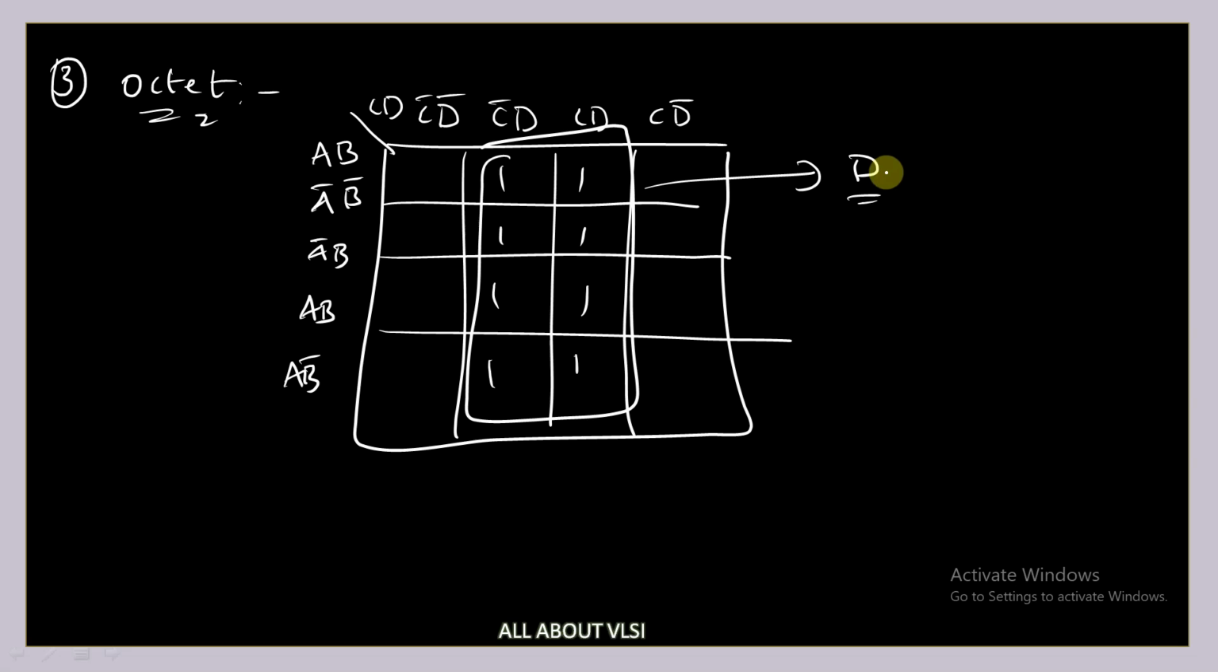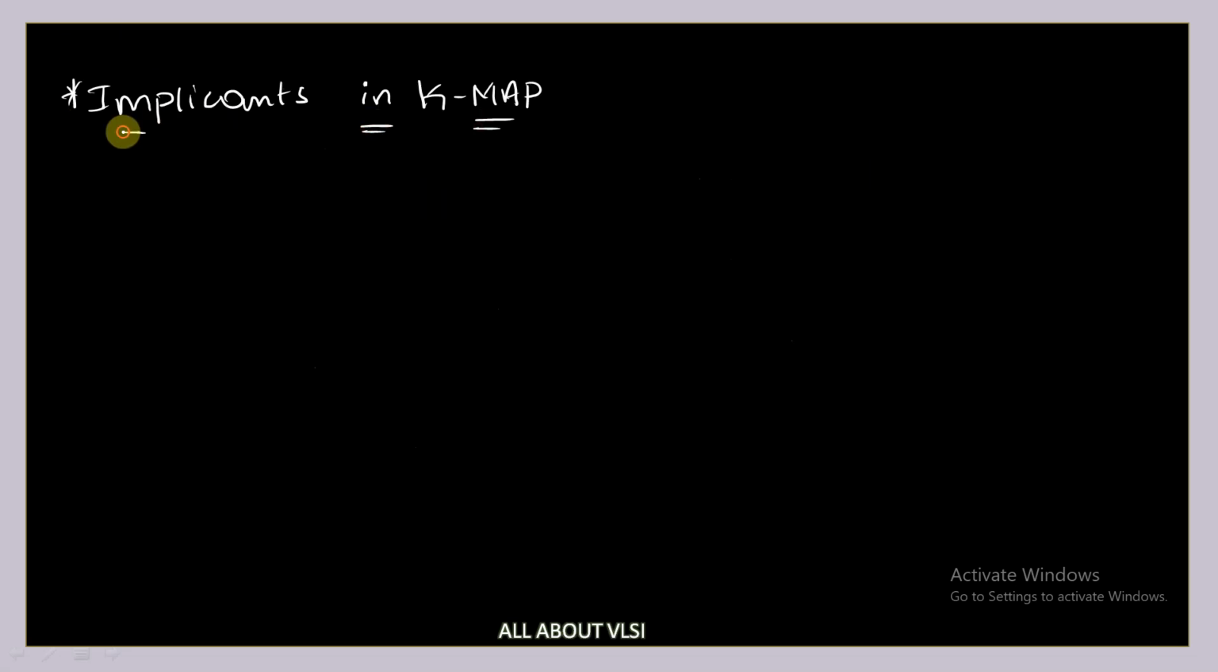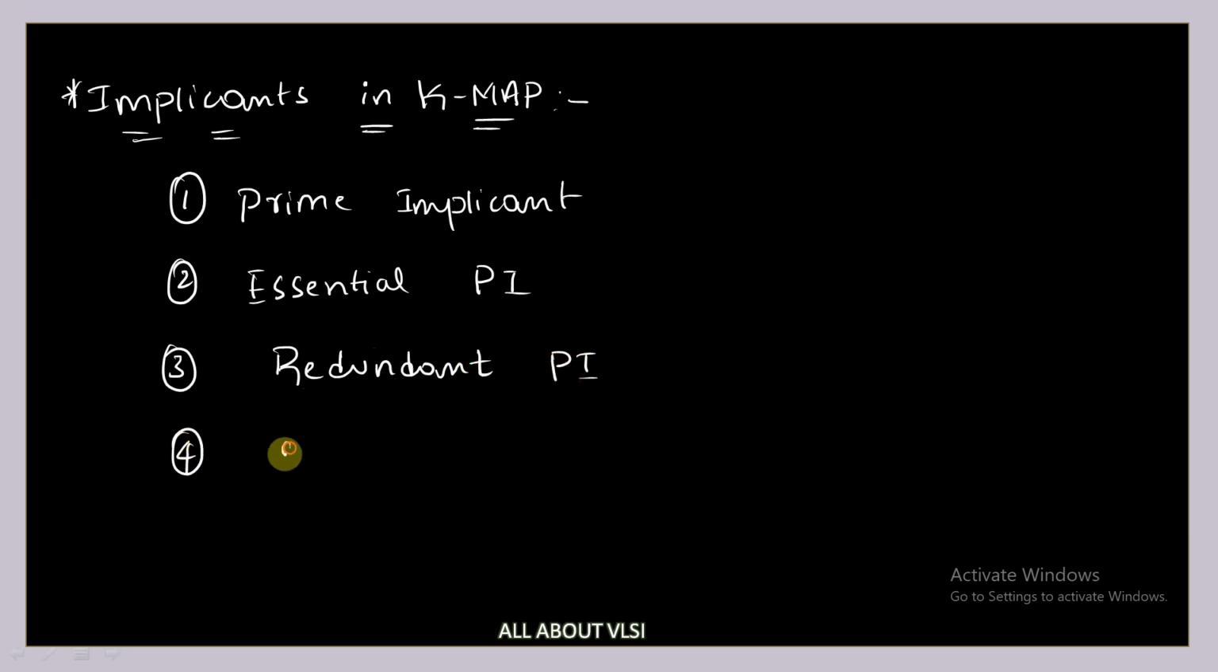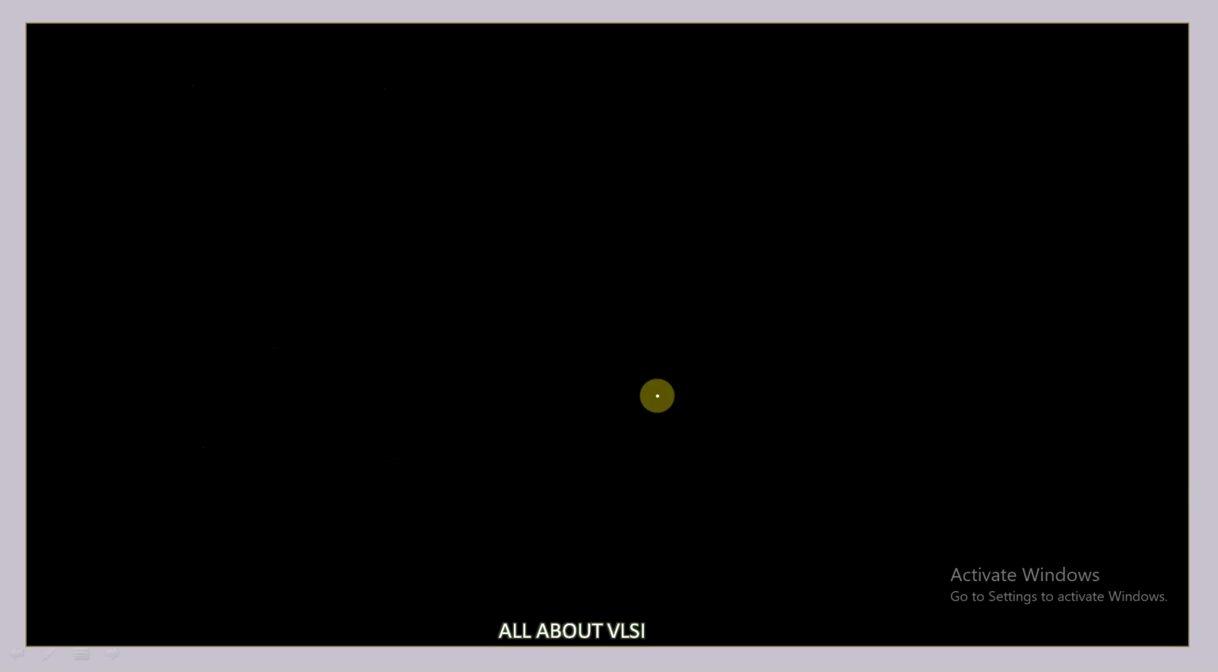So let us try to understand implicants in K-map. Basically, in K-map we have different types of implicants. First is prime implicant, second is essential prime implicant, third is redundant prime implicant, and followed by selective prime implicant. Let us try to understand what these are. Implicants are nothing but the groupings.